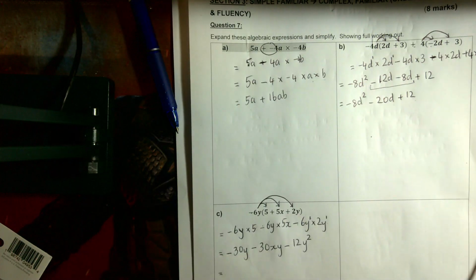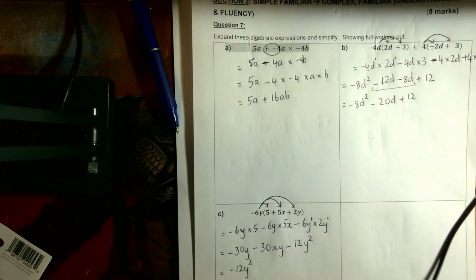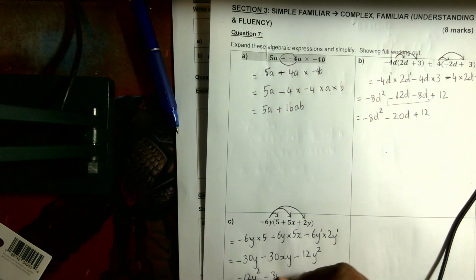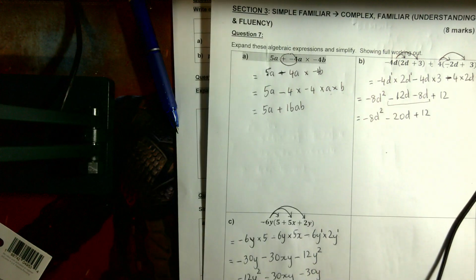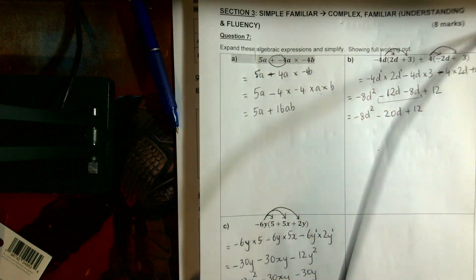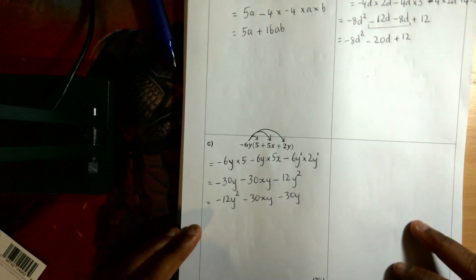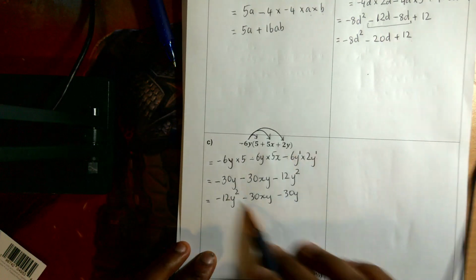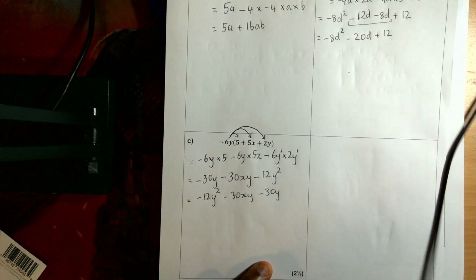Another way of writing this is negative 12y squared, because we want our highest power at the front, minus 30xy minus 30y. Whoops, forgot to move the camera down. Can't rub that one out and do it again, so follow this. That's what you should get. Ask me in class if you need help on that one.